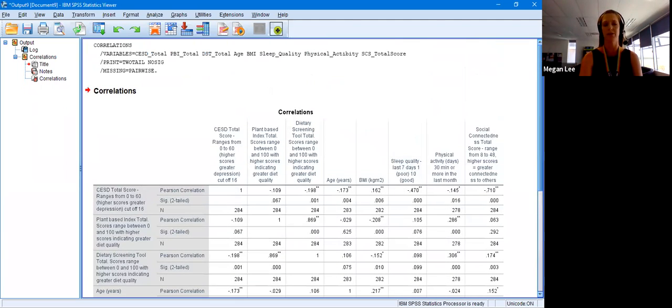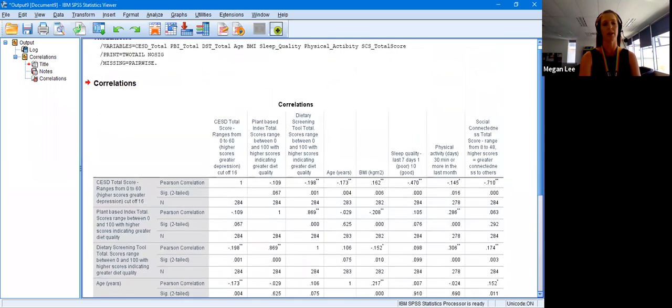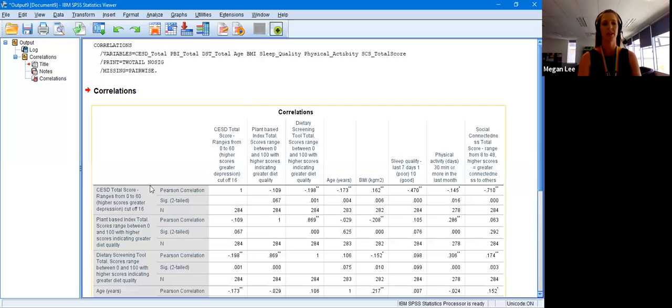And we're only really interested in the relationship between the outcome and the other variables. So we'll only ever really be looking at that first row. CESD, the depression score, and then the rest. Now the first one is CESD and itself. So the depression variable and itself have a perfect relationship of 1.